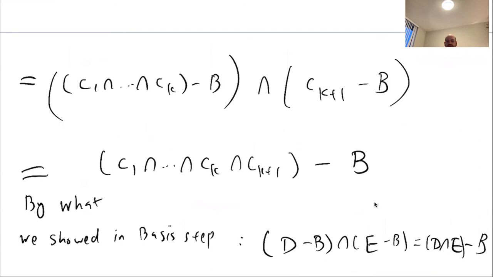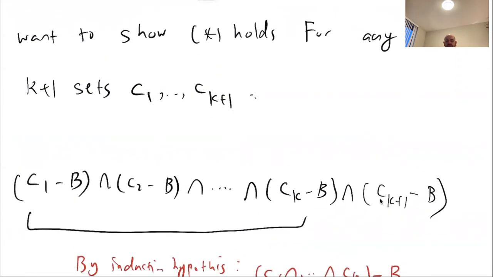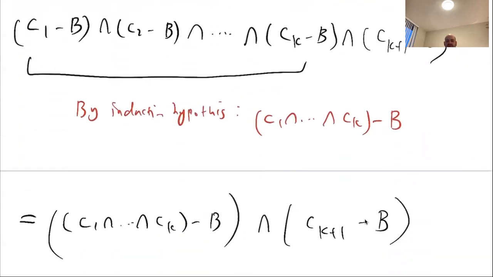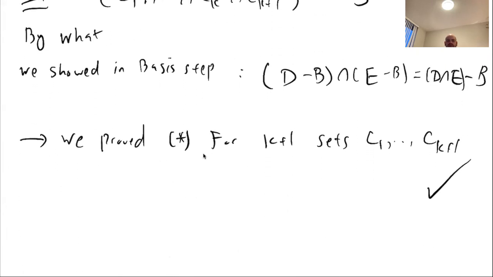C1 intersection to CK plus 1 minus B. So we started with C1 minus B all the way to intersection CK plus 1 minus B. We showed that it is the same as C1 intersection to CK plus 1 minus B. And therefore we proved star for k plus 1 sets C1 to CK plus 1, which completes the inductive step.